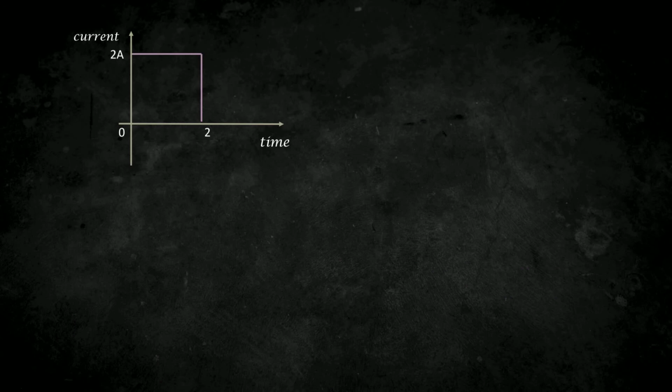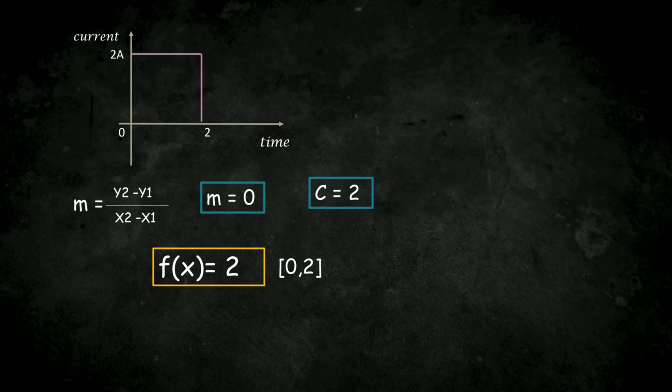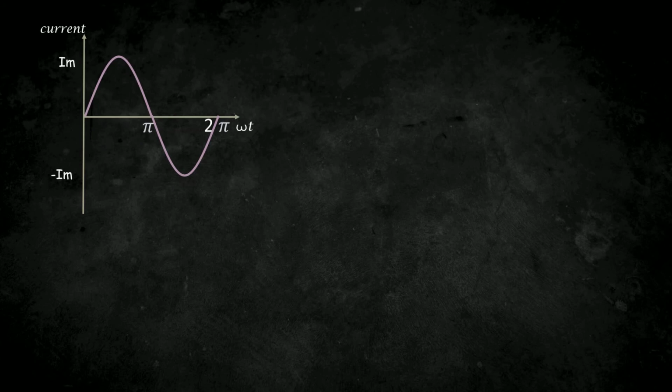In this example, the slope m is 0 since there is no change in y and y-intercept c is 2. Therefore, f of x is equal to 2 for the interval 0 to 2. We all know that this function is sin omega t. Since the maximum current is mentioned as Im, our function f of omega t is Im sin omega t.